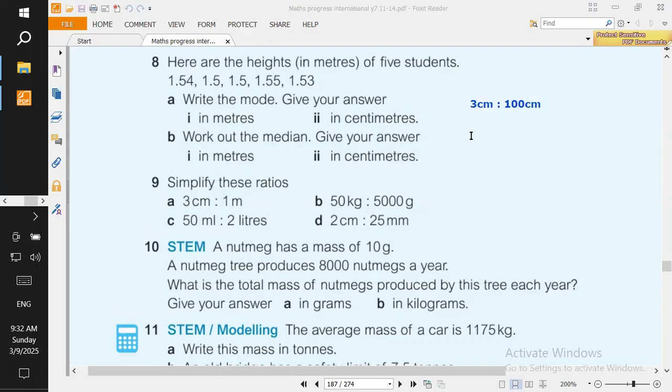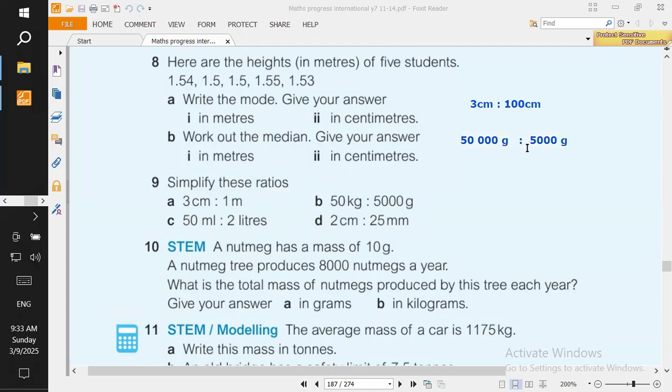Now, this is the first step, which is writing them in the same units. And then trying to divide them by the common factor, in which here 3 and 100, they don't have anything in common. So they're going to stay like this, 3 to 100. Okay. Now, this one here, 50 kilograms and 5,000 grams. I'm going to turn the kilograms into grams by multiplying by 1,000. So it's going to be 50,000 grams. And the other one is 5,000 grams.